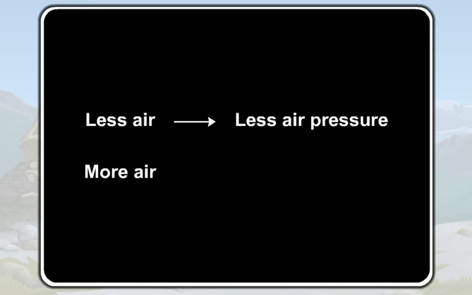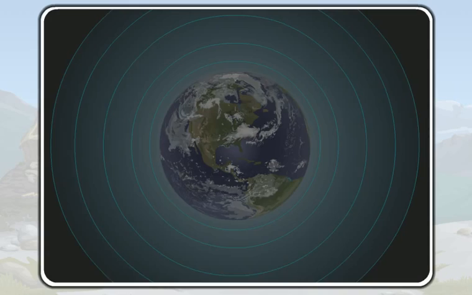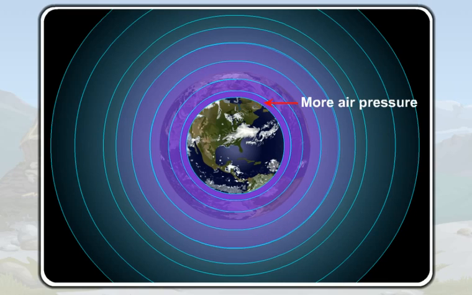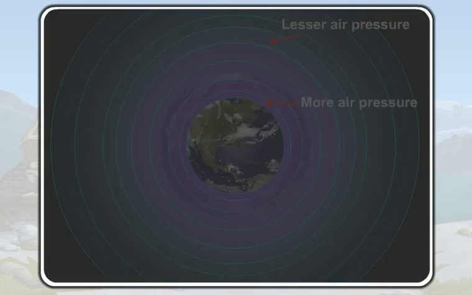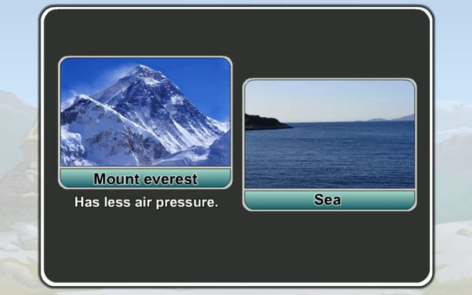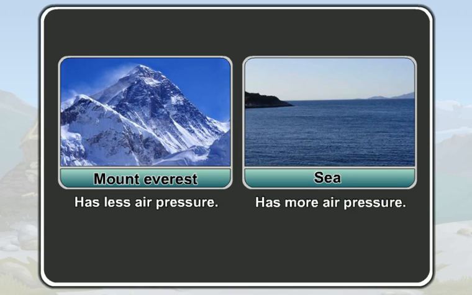Less air means less air pressure, and more air means more air pressure. So, there is more air pressure near the surface of the Earth and lesser air pressure as we go up. So, there is lesser air or air pressure at Mount Everest than at the sea.